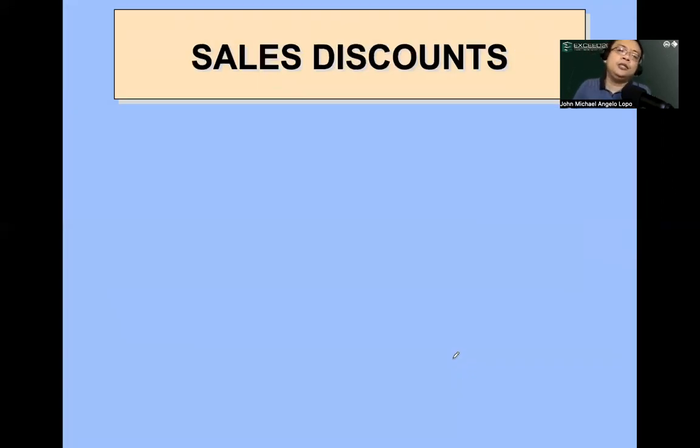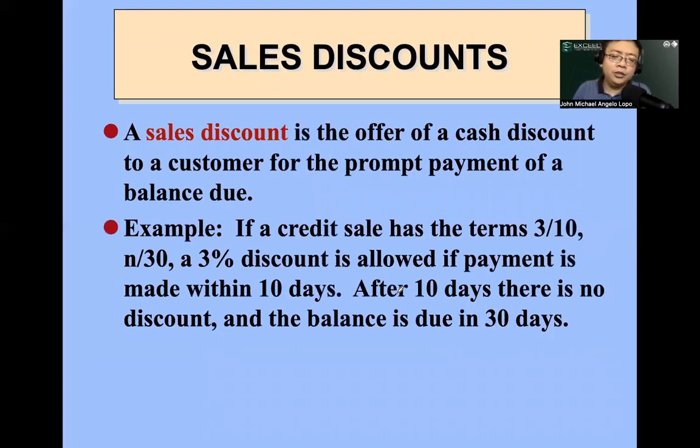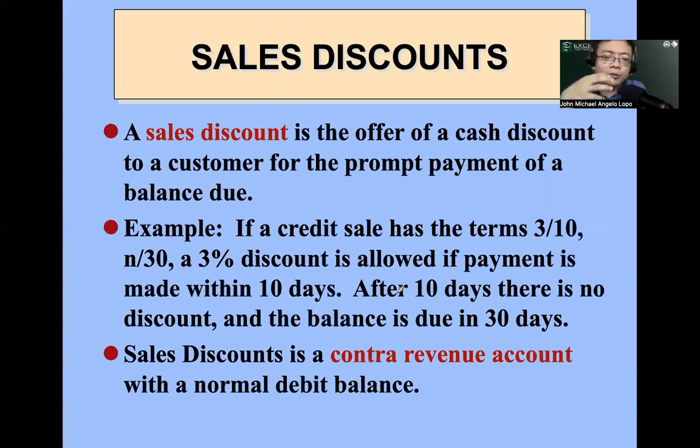Again, what do you mean by sales discount? Earlier was about returns; now it's sales discount. It is an offer given to the customer for prompt payment. In layman's terms, please pay already. If the credit sale terms are 3/10, n/30, you have a 3% discount if you pay within 10 days. After 10 days there's no discount and the balance is due in 30 days. Sales discount is a contra revenue account, with a normal debit balance.